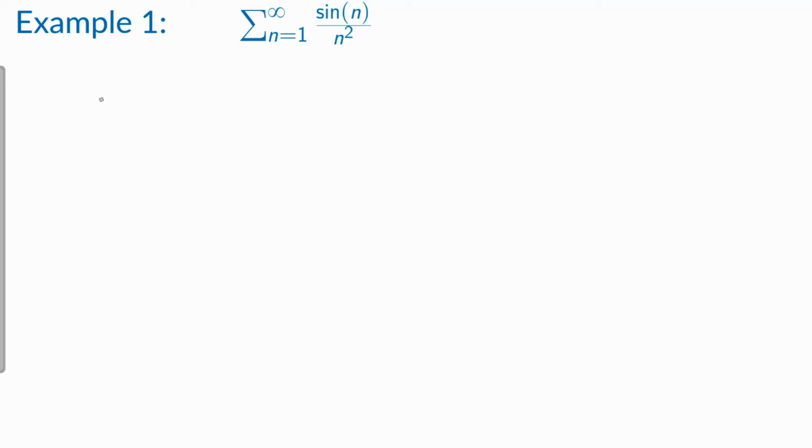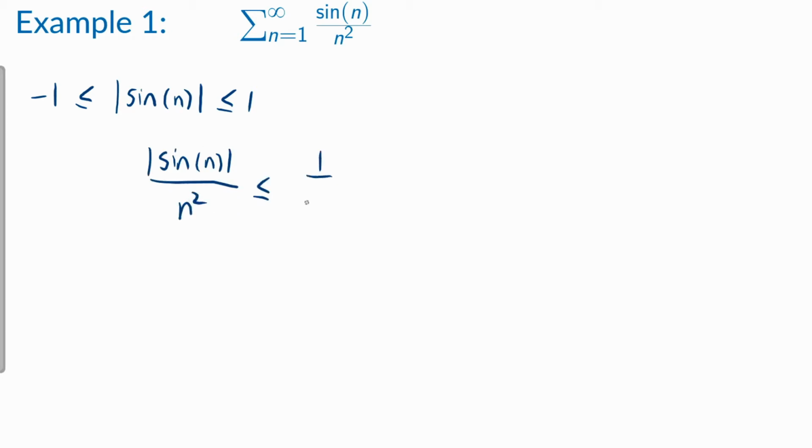For this one, we're going to notice that sine of n in absolute value is between 1 and minus 1. So this means that sine n over n squared is less than or equal to 1 over n squared for all n. Now that means we can go ahead and use the comparison test.